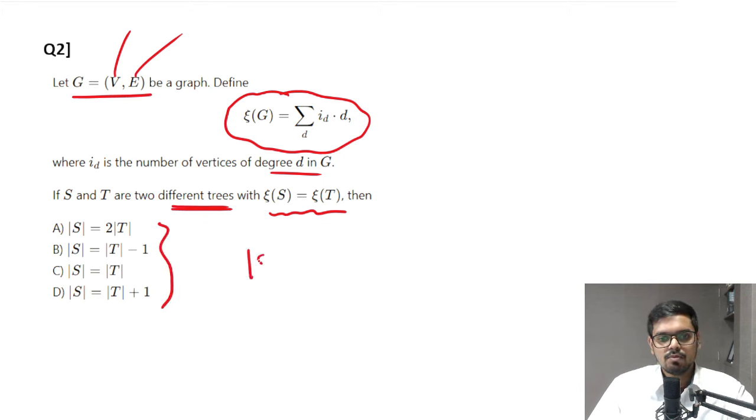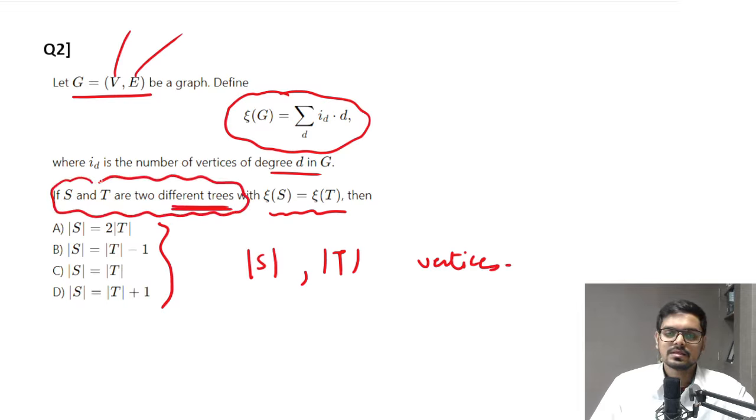When they are saying mod S and mod T, what does this represent? The number of vertices or the number of edges? In general, this is the number of vertices, not the number of edges. The reason is that S and T are two different trees, so mod S is the number of vertices in S, and similarly mod T is the number of vertices in T. So they need the relation between the number of vertices in S and T if this is the given condition.